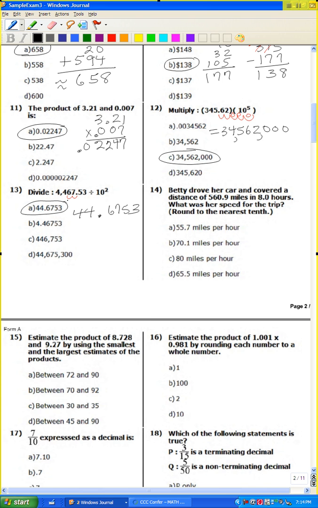A. Let me do problem number 14. Betty drove her car and covered the distance of 560.9 in 8 hours. What was her speed, rounded to the nearest tenth? Okay, so let's do that. Maybe I have enough room here. So let's divide 560.9. I'll have to go out one more place.